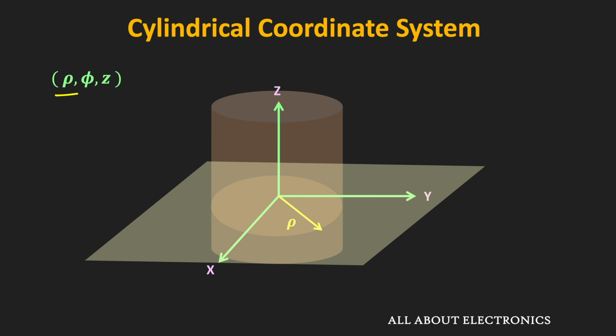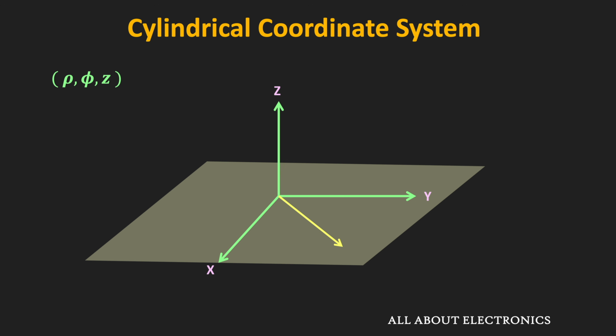In this cylindrical coordinate system, this rho can increase from 0 to infinity. So we can say that here the range of rho is from 0 to infinity. Similarly, this phi represents the azimuth angle, which is the angle made by the radius with the x-axis. Here, this phi can vary from 0 to 2 pi. So the range of the angle phi is from 0 to 2 pi.